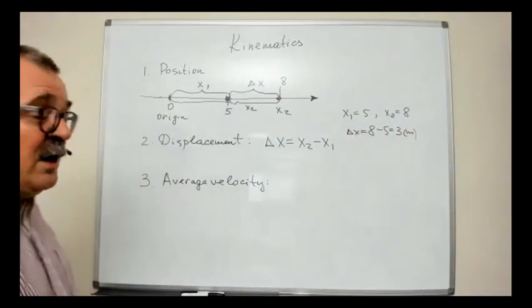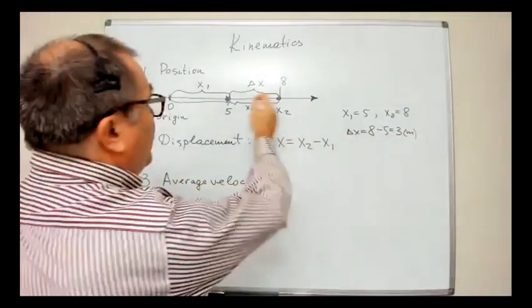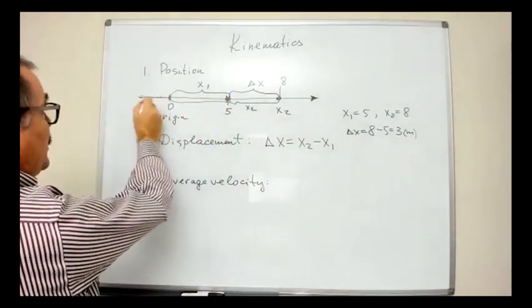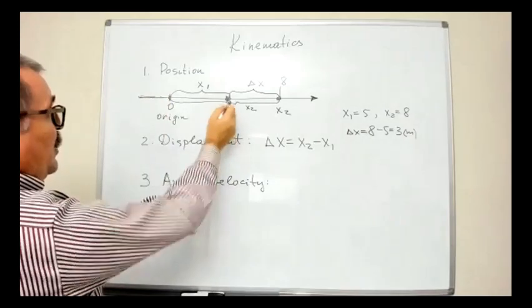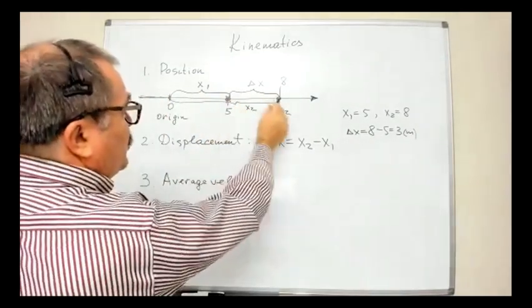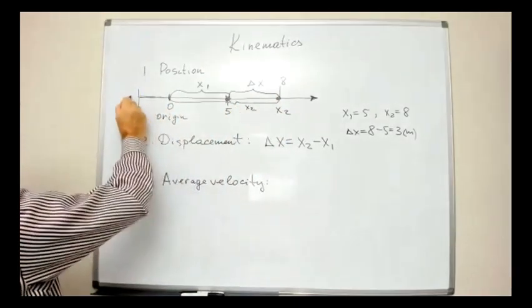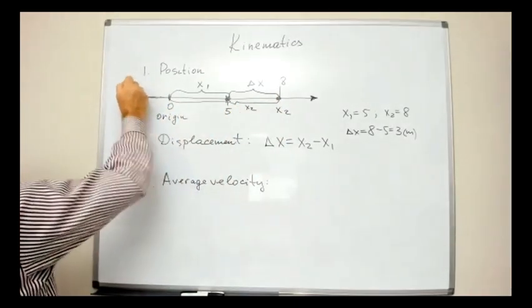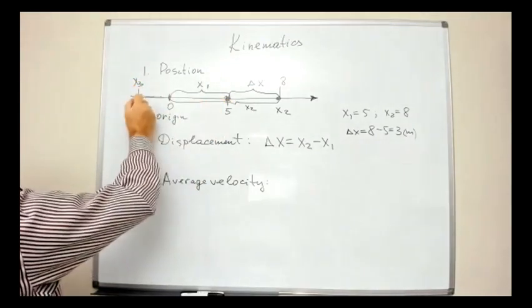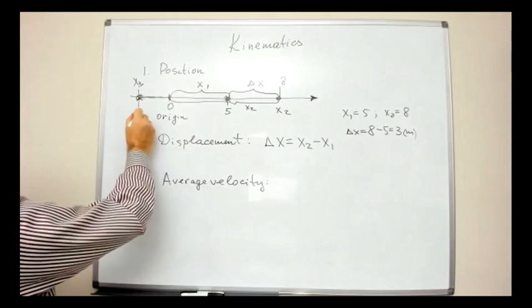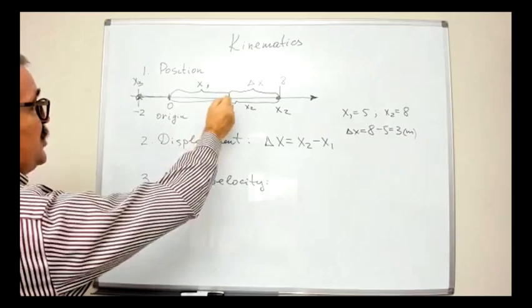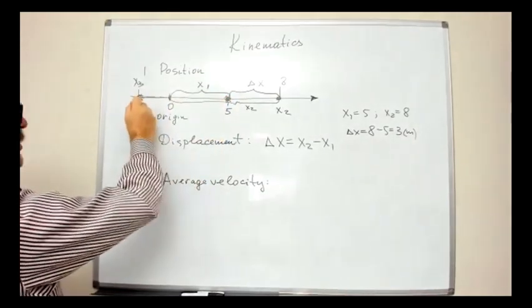But you may have a situation where the object is not located at 5. Let's consider that x1 is still 5, but we move the object not to the right, but to the left, to this position. That is going to be x3. So we move this object from here to here, and this is, for example, minus 2. What's the displacement now between this initial position and this final position?